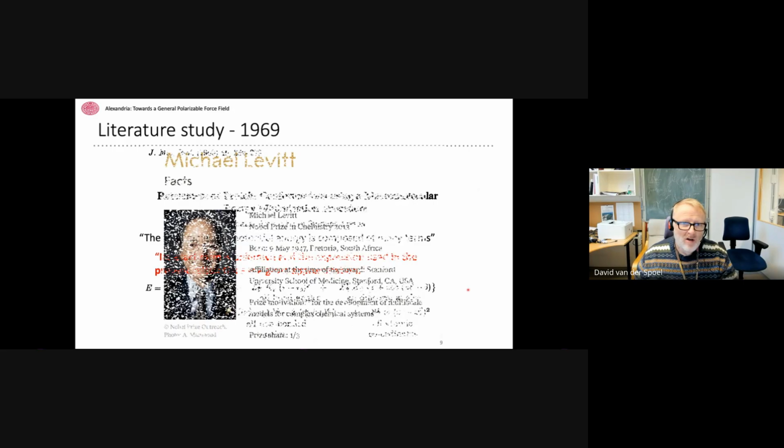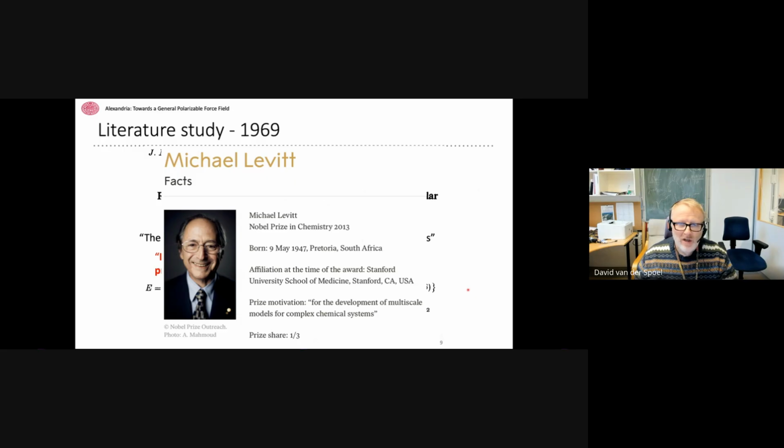And of course, the author of this paper got the Nobel Prize in 2013, Michael Levitt, for the development of multi-scale models for complex chemical systems. But talking to my colleague who is in the Nobel Committee, this paper that I just showed could actually also have been sufficient reason to give it to him alone. But this is not how it went, but that's an interesting side thing to know.